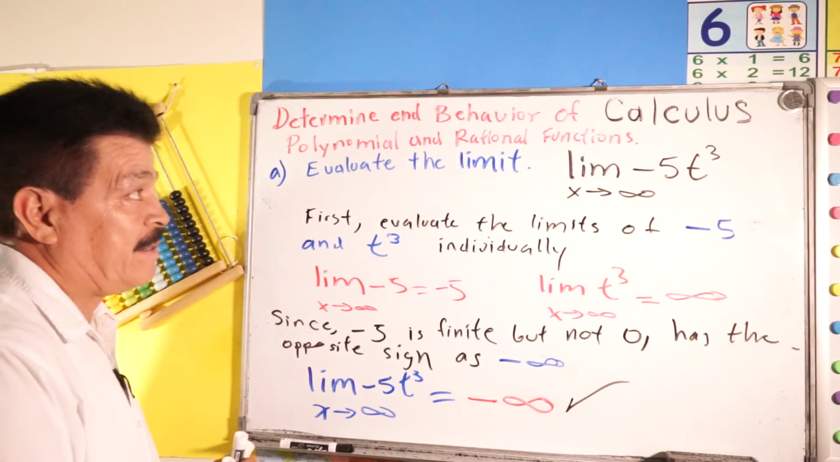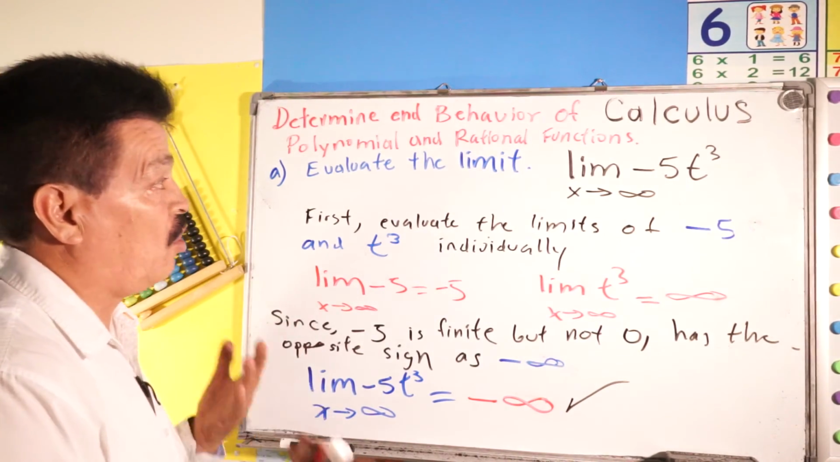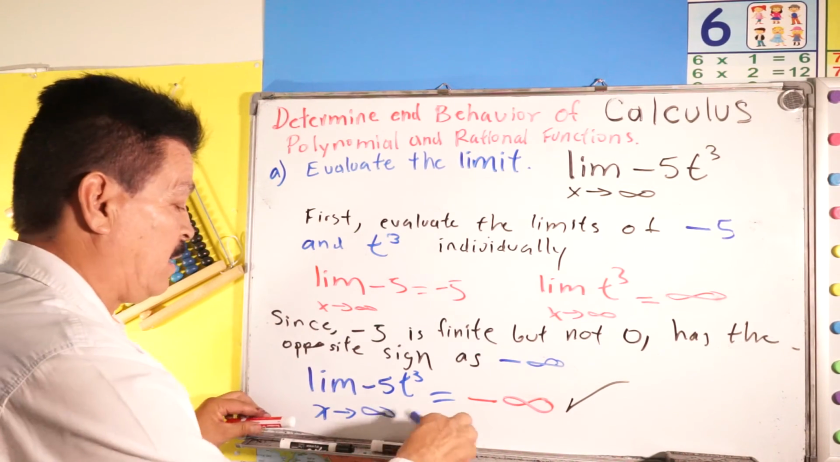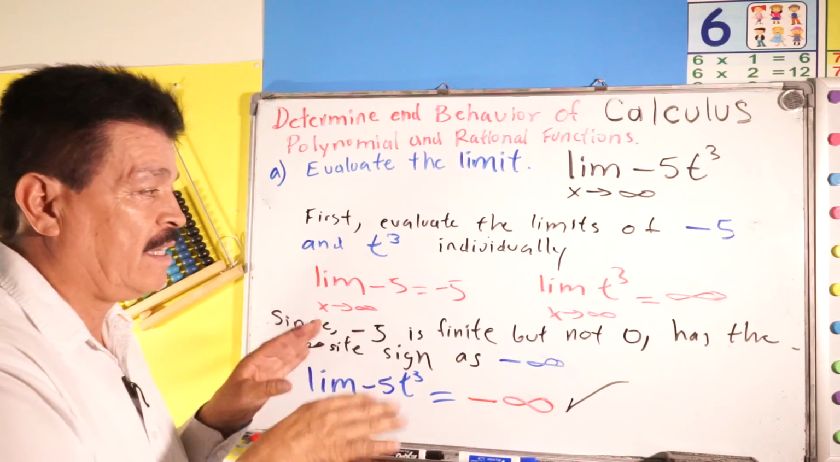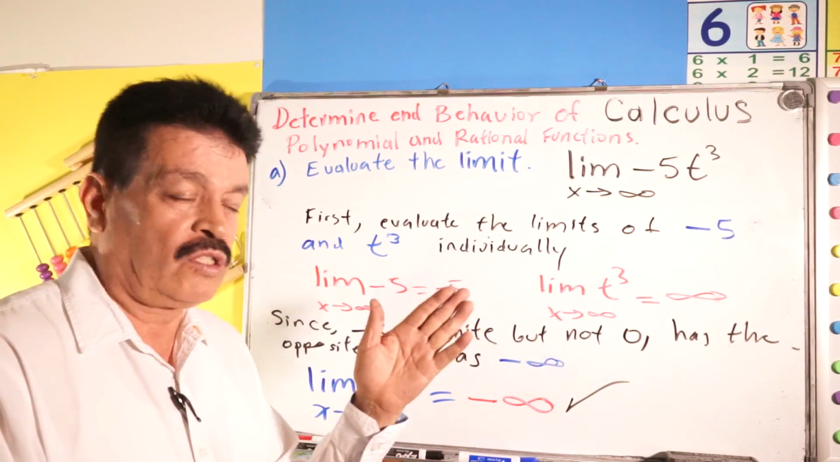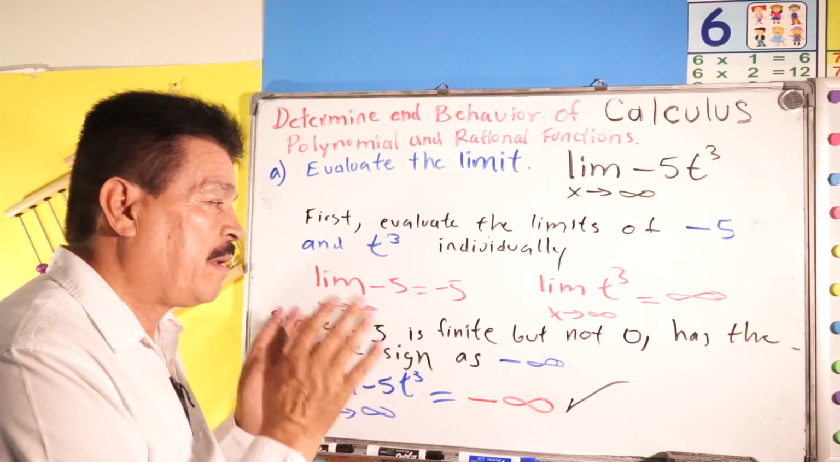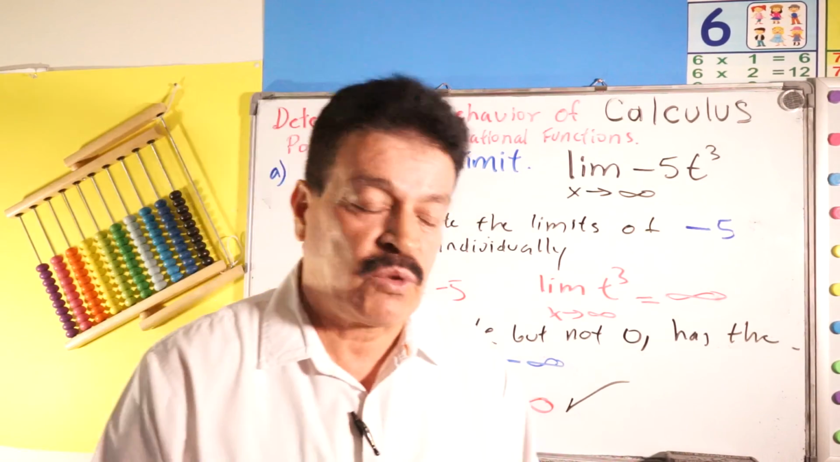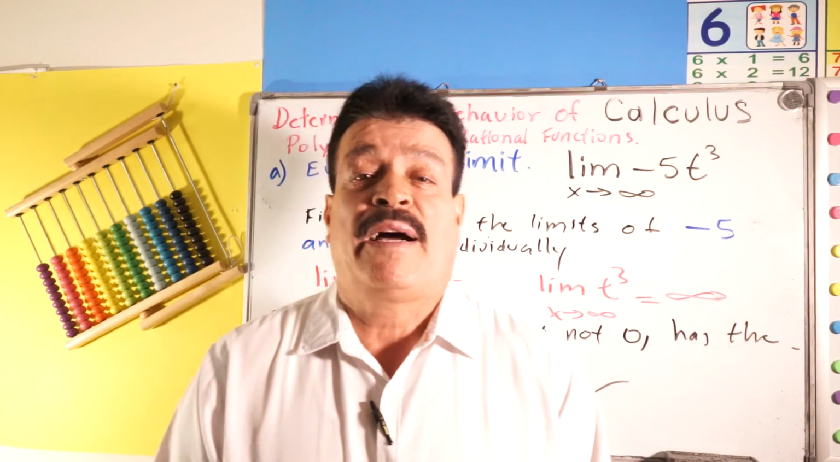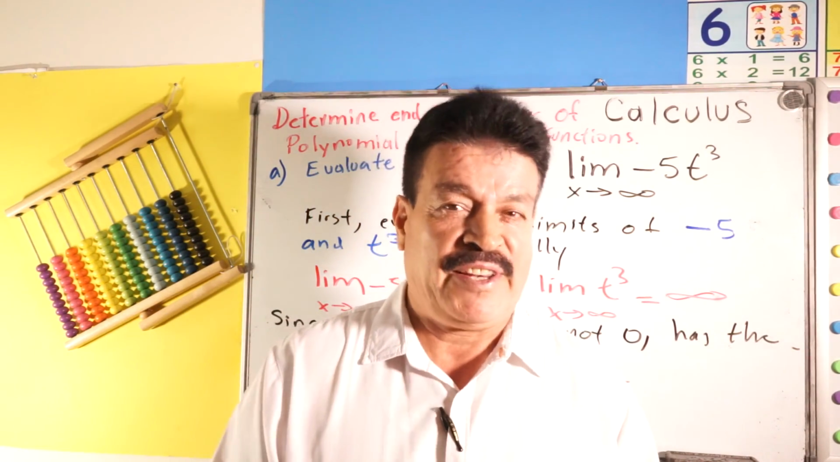We are talking about determining the end behavior of polynomials and rational functions. In just this one example, everything is the same. Just remember the 3 rules that I gave you. That's very important. Memorize those rules. All right. If you discover the power of mathematics, you discover your infinite potential.